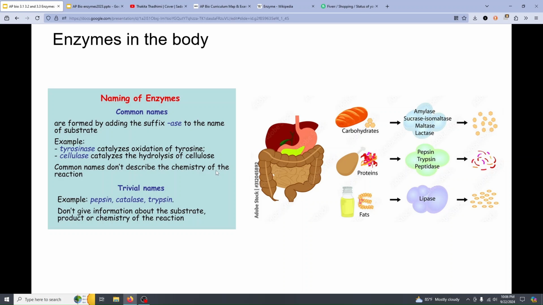But before this convention of adding ASE for enzymes started, there were traditional names, and they still hold on, like trypsin and pepsin. Those are still maintained now as common names. We call them trivial names because they were the traditional names and they don't use the ASE. So you have carbohydrates being broken down by amylase, sucrase, isomaltase, maltase, lactase, and then proteins being broken down by trypsin, peptidase, and lipids broken down by lipase.